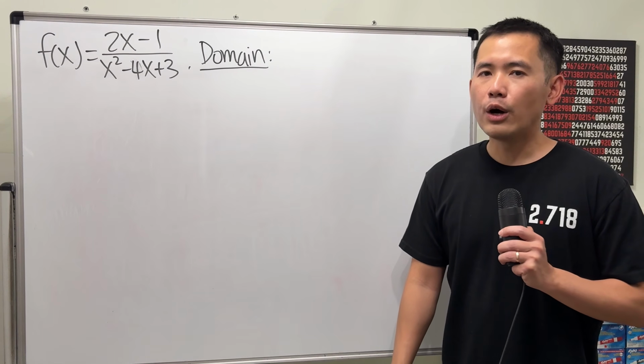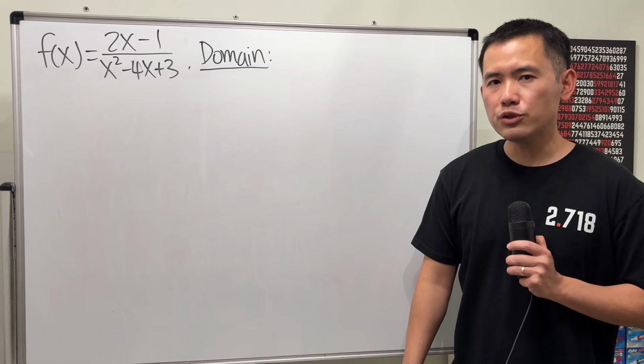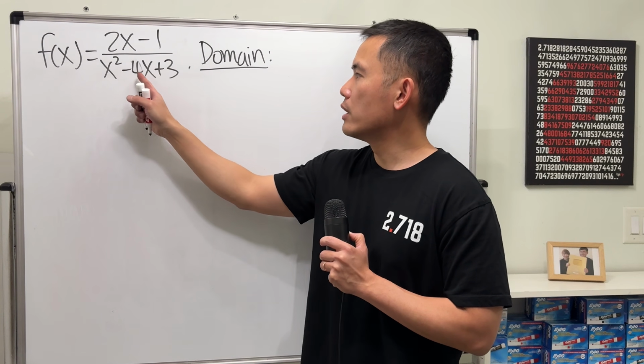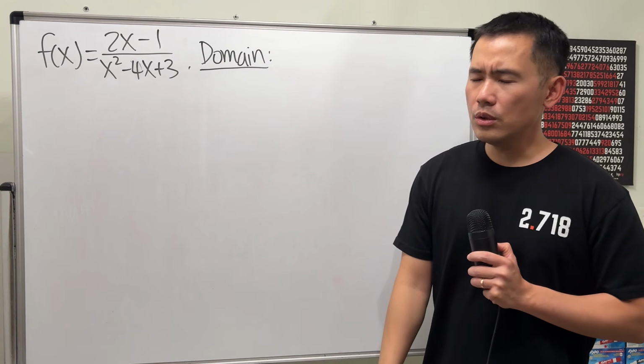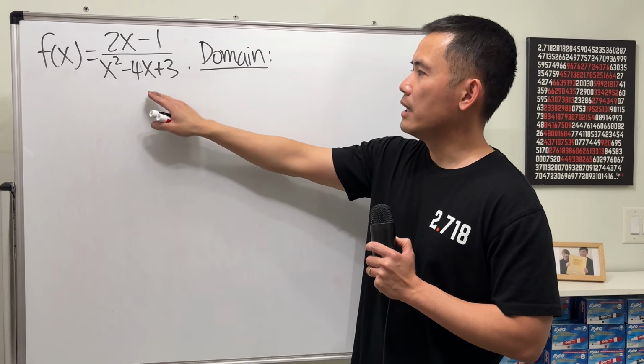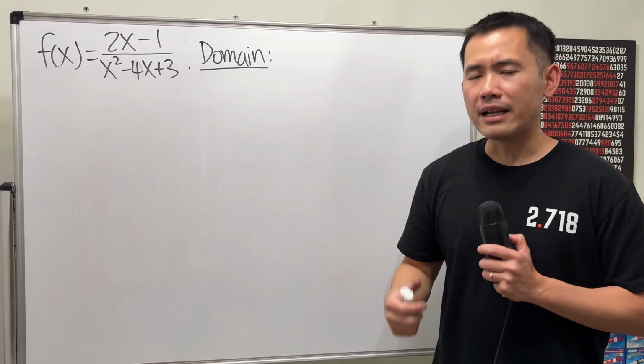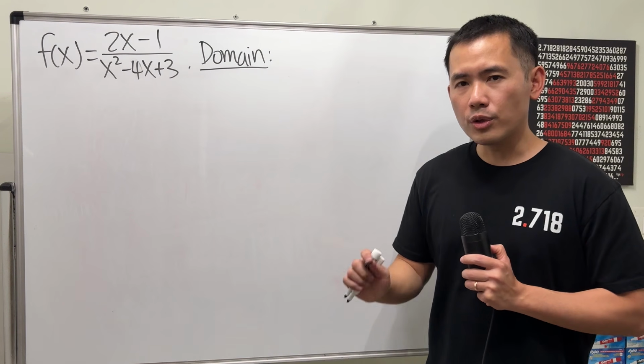Here I'm going to show you how to find the domain and the range of a rational function. And it's this one: 2x minus 1 over x squared minus 4x plus 3. So notice, we have a linear on the top and a quadratic on the bottom. Finding the domain is not so bad, but how would you find the range? We'll talk about that later.